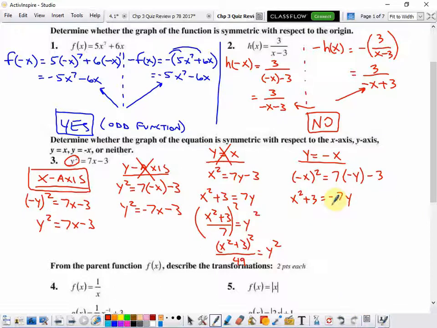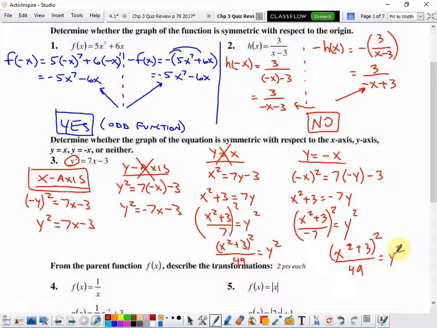So I'll divide both sides by negative 7. X squared plus 3 over negative 7 equals y. Then I'm going to square both sides. So now I've got my y squared that I was looking for to match this. So I get x squared plus 3, quantity squared, over 49 equals y squared.